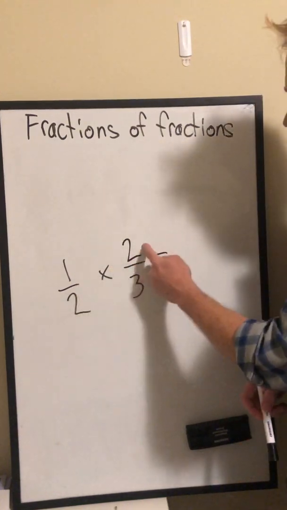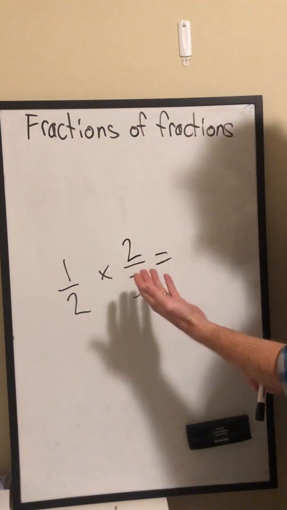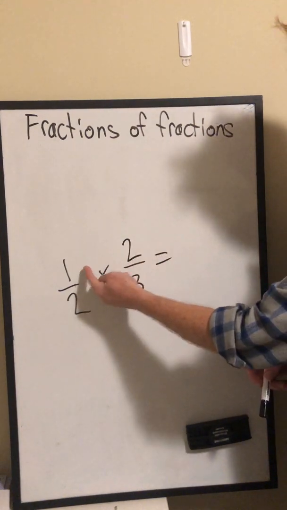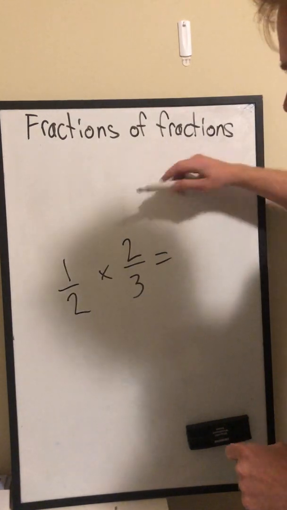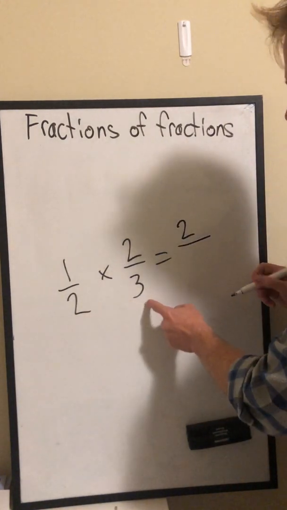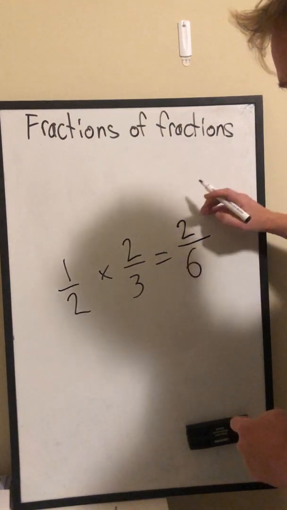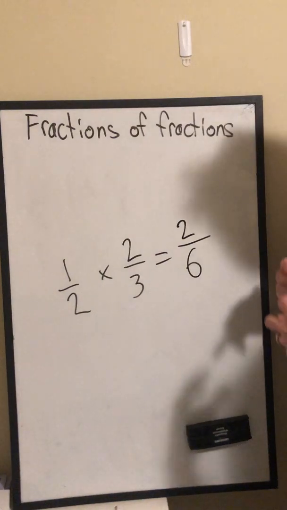Well, what's a half of 2? A half of 2 is 1. So the answer is going to be 1/3. But let's go through the multiplication just to be sure. 1 times 2 is 2, and 2 times 3 is 6. And that's 2/6.